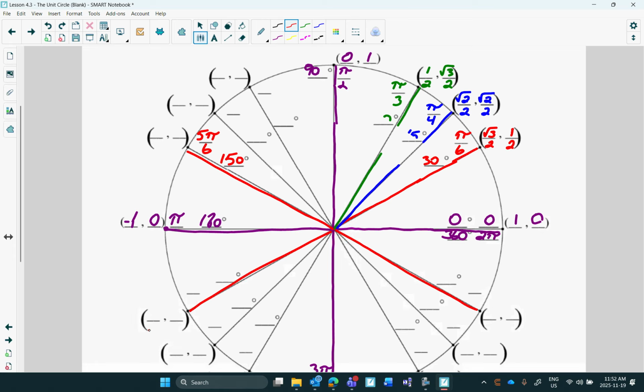Now the point, what's the point going to be? Isn't it going to be the same numbers as this, except the x is going to be negative?